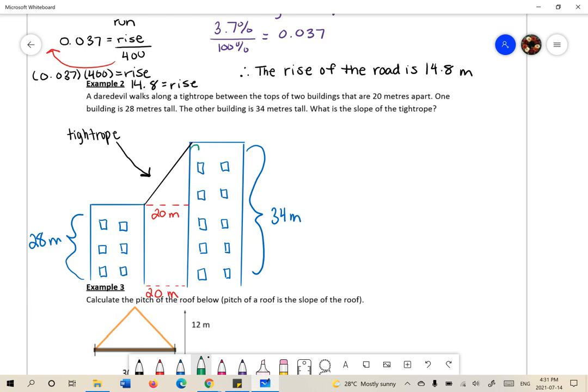My rise is going to be this section here. The rise section also happens to be the difference between the taller and the shorter building. So what I can do is subtract 28 from 34. So I know that starting from the top of the shorter building to the top of the taller building is a 6-meter difference, which is my rise.